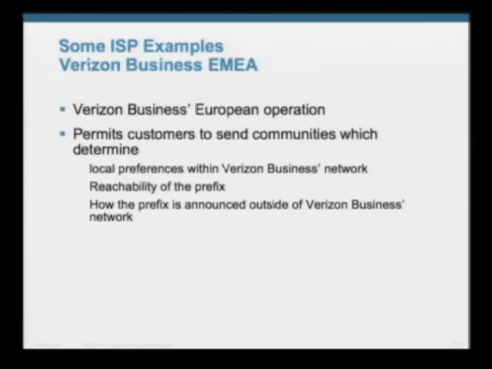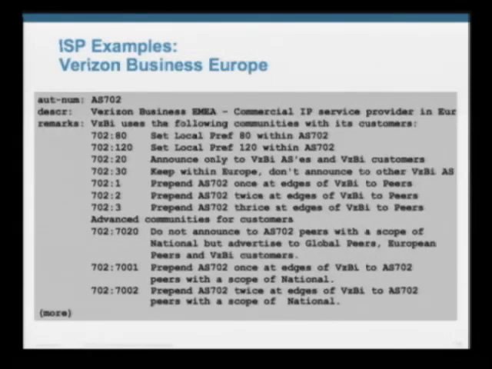Verizon Business in Europe. Here's another one. This is picked out of the Internet Routing Registry run by the RIPE NCC. If you look up the aut-num object, missing out all the other details, and look down to the remarks section, you see again AS702 has various communities listed there. 702:80, set local pref 80, is actually one of the RFC 1998 versions. 702:20, only announce to the peer ASs and customers. 702:30, keep within Europe. Single prepend, 2 prepend, 3 prepend. So you see the pattern there, the typical things that folks might be using.